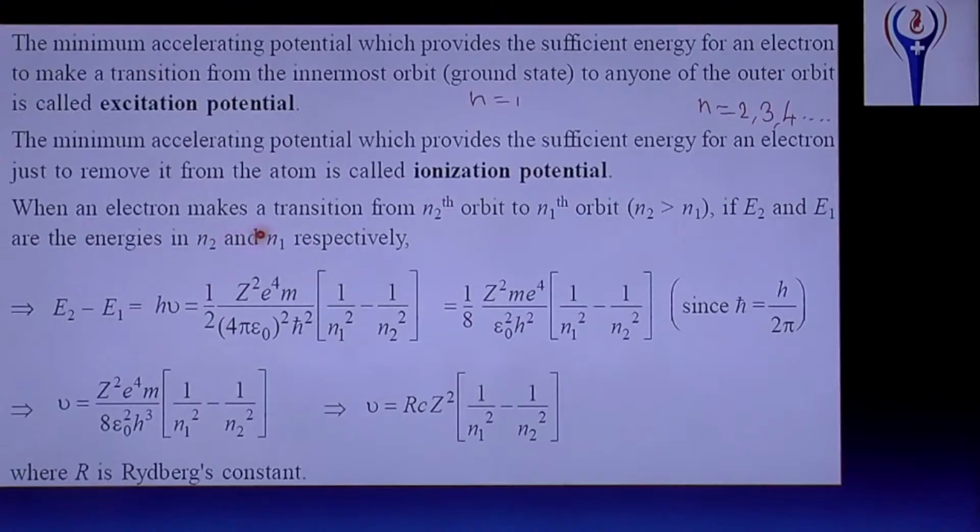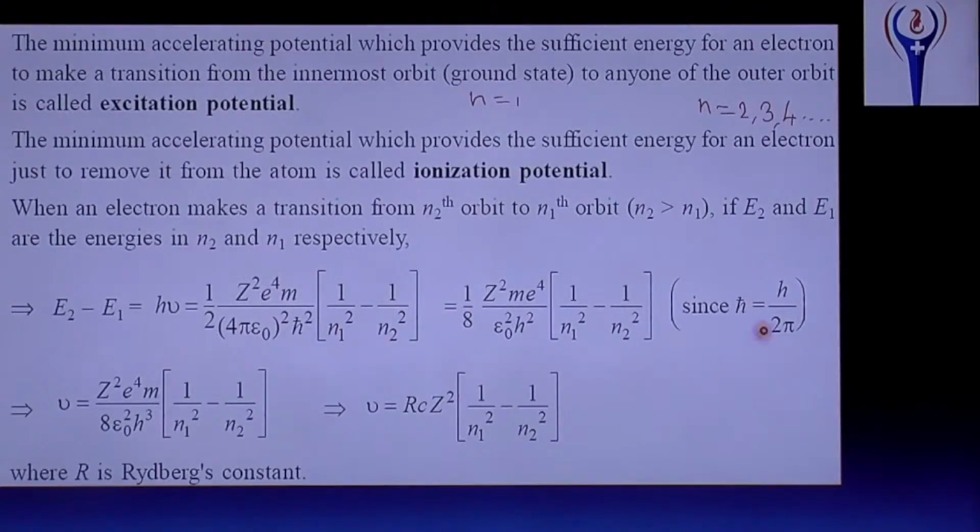When an electron makes a transition from n2th orbit to n1th orbit, n2 is higher orbit to lower orbit, and E2 and E1 are their energies, then E2 minus E1 equal to h nu equal to Z square e power 4 m by 4 pi epsilon naught whole square h cross square into 1 by n1 square minus 1 by n2 square. These are not from the Bohr atom model, it's a derived one.